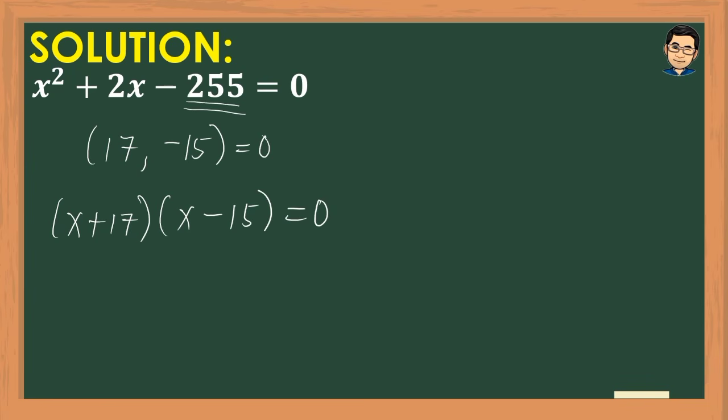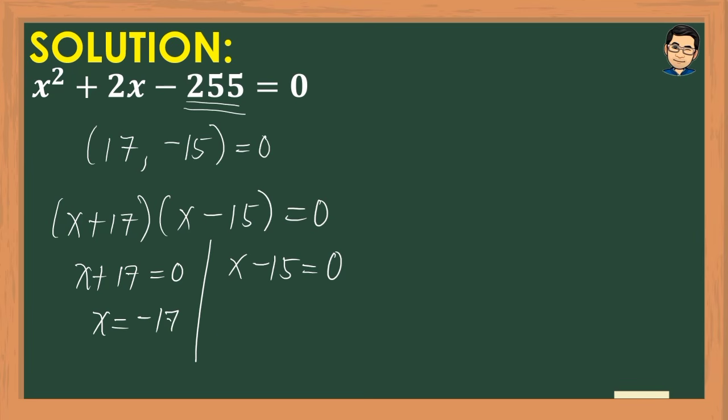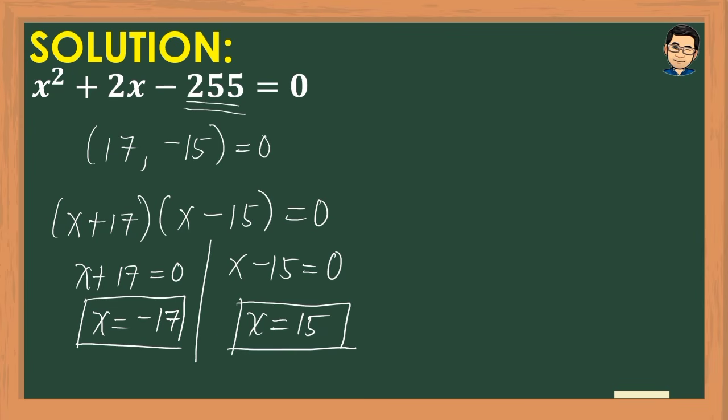And then we equate each term to 0. So x plus 17 equals 0. X minus 15 is equal to 0. So using zero product property, so magiging x equals negative 17. And then sa kabila naman, x equals 15. So yun po yung ating mga nakuhang roots. So you can see, yung 17 is negative. So hindi po pwedeng maging value ng dimension ng ating given problem is negative. So ang kukunin lang po natin is yung positive.